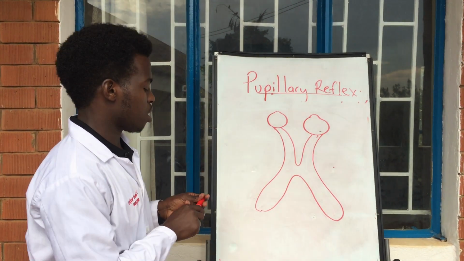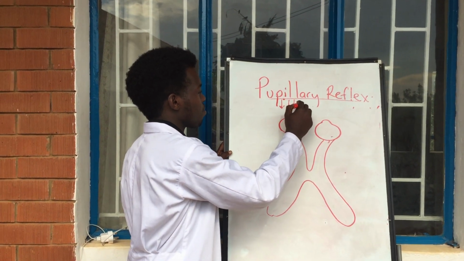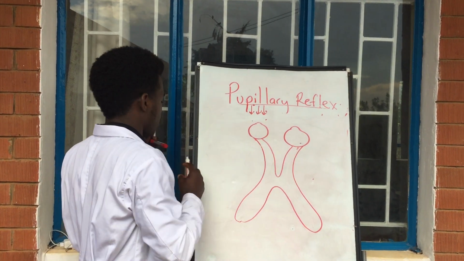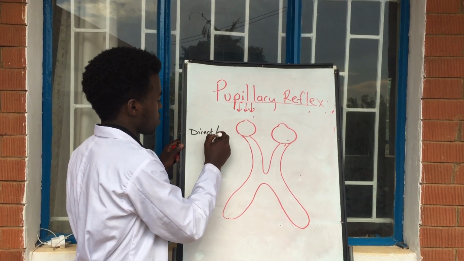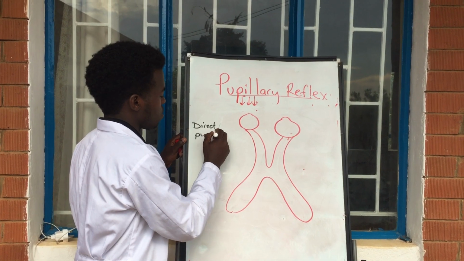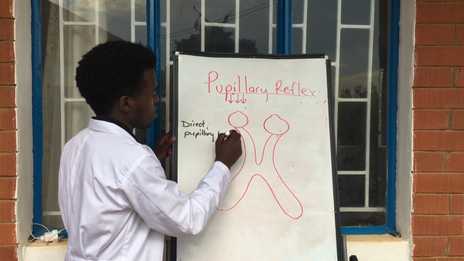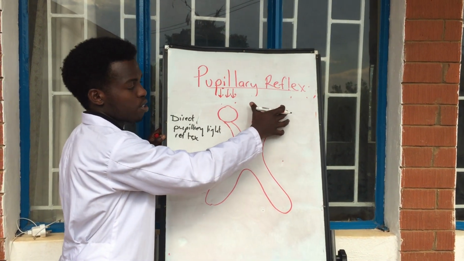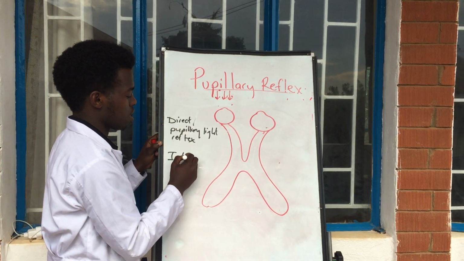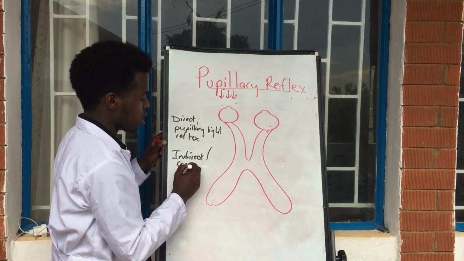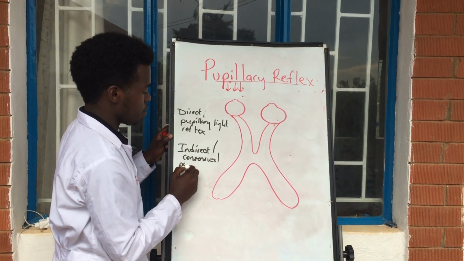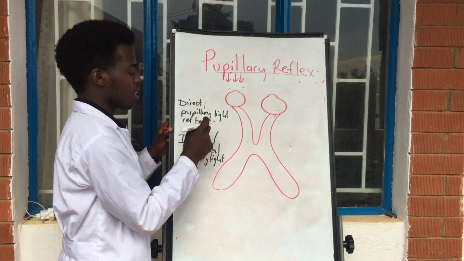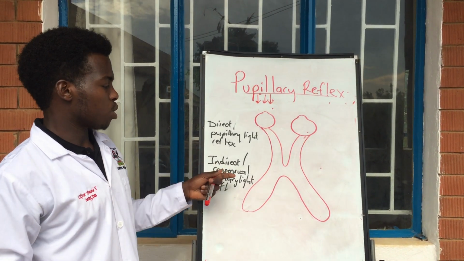Now, when light is shone into an eye, the pupil of that eye will what? Will constrict. That is what you call the direct pupillary light reflex. Even the pupil of the opposite eye will also constrict. That is what you call the indirect or the consensual pupillary light reflex. So you have the direct and the indirect pupillary light reflex. Now we are going to look at what brings about those two aspects.